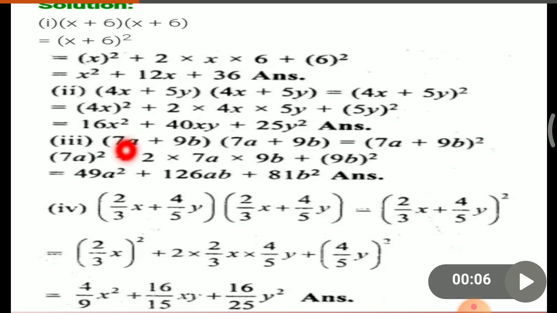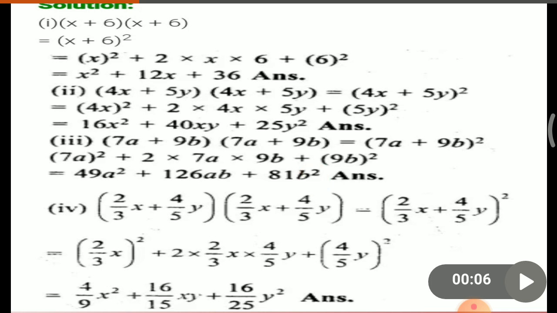And the third question is 7a plus 9b and in another bracket 7a plus 9b. You write it as 7a plus 9b whole square, and after that you open it by the formula. On the a plus b whole square is equal to, so a square means 7a whole square, plus 2ab means 2 multiplied by 7a multiplied by 9b, and plus b square means 9b whole square. After that you solve it. So 7 7s are 49a square plus 2 7s are 14, 14 9s are 126, 126ab, and plus 9 9s are 81b square. Okay.